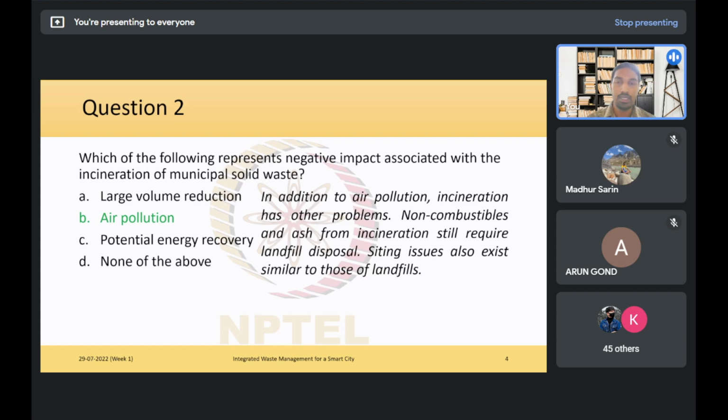And also there will still be issues remaining for finding sites for these incineration factories. The issues that exist in finding a site for a landfill also exist for these incineration facilities. So these are some negative impacts that are associated with incineration. Okay, any questions with that?